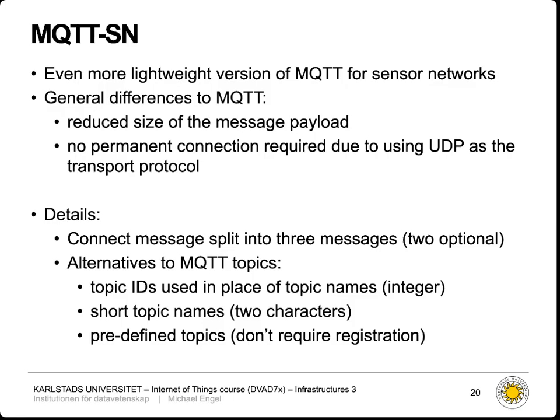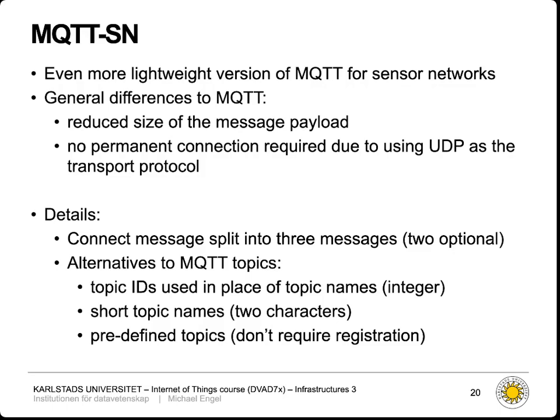So the general difference of MQTT-SN for sensor networks, so this indicates it's for the small nodes at the edge of your network, to regular MQTT is that there's a reduced size of the message payload, and we don't have permanent connection requirements. So TCP itself, compared to unreliable transport UDP, also requires much more overhead in your TCP stack. UDP is much simpler to implement, requires fewer resources and also less RAM. So MQTT-SN doesn't require a permanent socket connection because it's using UDP and not TCP as a transport protocol.